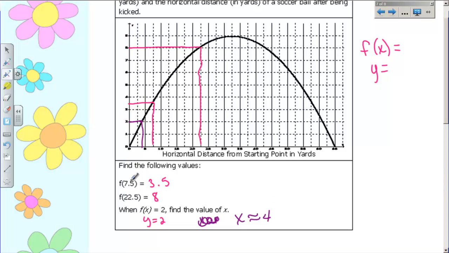And so that's how you use the graph to answer those questions. If the number is in parentheses, they're giving you x and they want y. If they give you the number outside of parentheses and they ask for the x, that means they've given you y, they want x, you just have to work backwards.